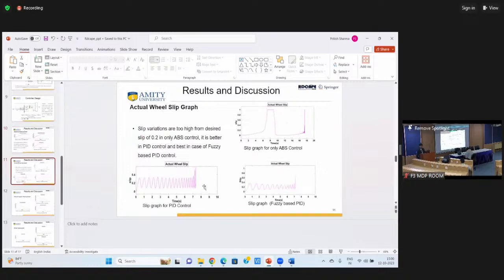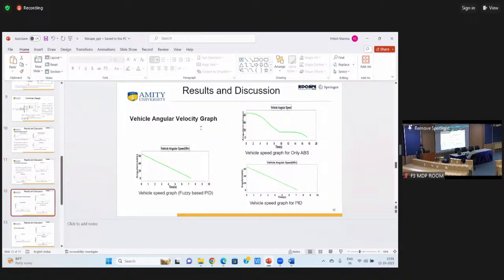Comparing the main thing, the slip ratio: I have to maintain the slip ratio at 0.2 so that it gets the highest frictional force. My main aim was the 0.2 value for stability. For only ABS, I was getting some peaks in the slip. If I use the PID, it is reduced to some extent. But after using the fuzzy based PID, it almost reaches 0.2.